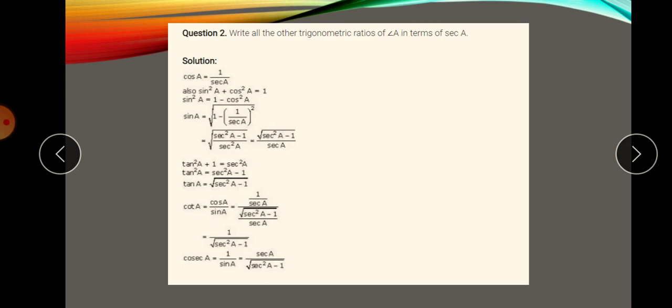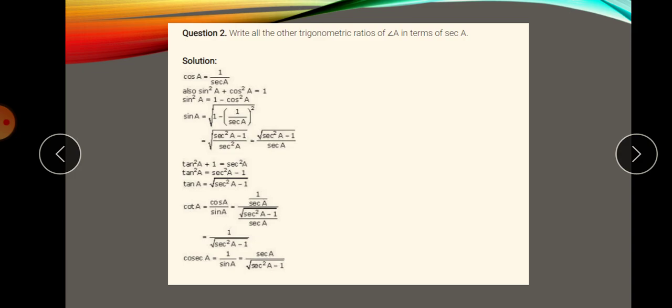Second sum also same like that. Write all the trigonometric ratios in terms of secant A. So from sine, cos, tan, cosecant, secant, cot, all you should convert as secant A.